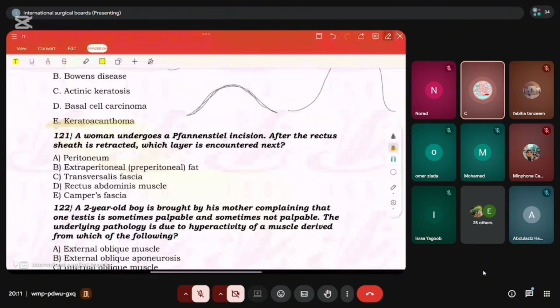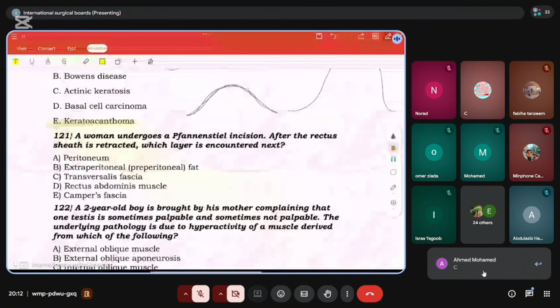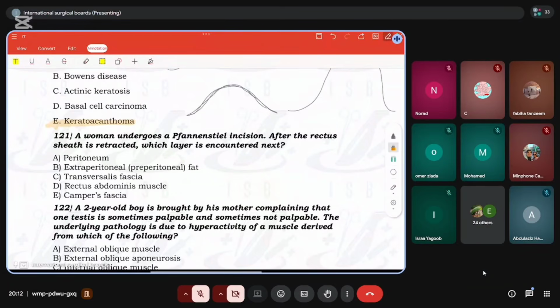A woman undergoes a Pfannenstiel incision after the rectus sheath is retracted, which layer is encountered next. So you've got the transversalis fascia under the rectus abdominis muscle. So I will go for C there. Okay, yes. So what we do in Pfannenstiel incision, after moving through the skin and sub-Q and everything, we come to the linea alba, split that and retract, right? What we see underneath would be the transversalis fascia. After that, extraperitoneal fat. After that, parietal peritoneum. Okay, let's move to the next one.